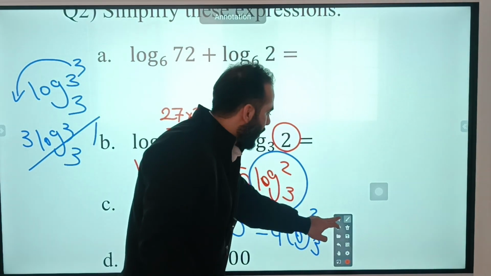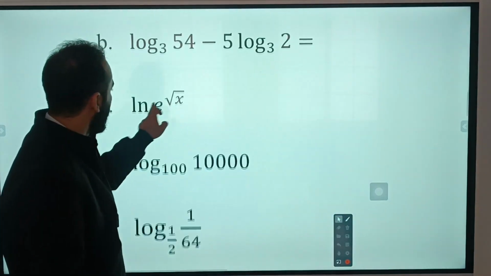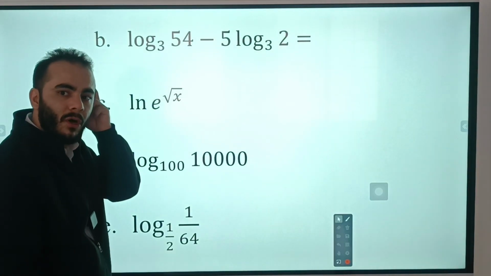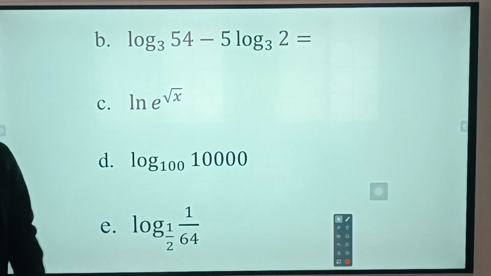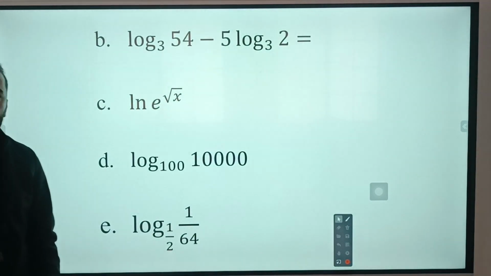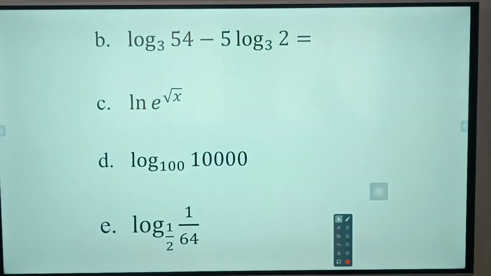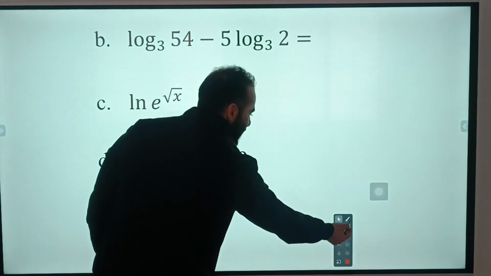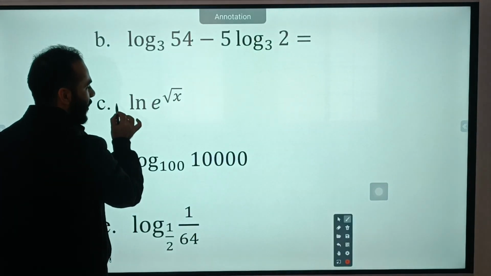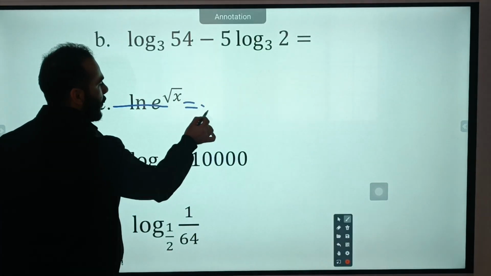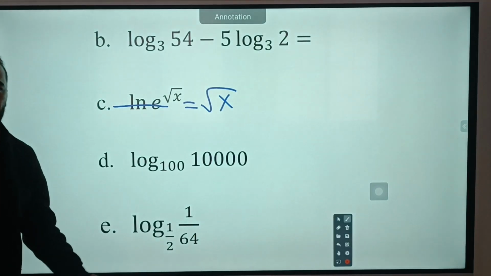And of course, in the next one, the story is easy. ln and e are going to cancel each other out. What will remain? Square root of x. Alright, so ln and e cancel each other out, so only the square root of x will remain. That's it.